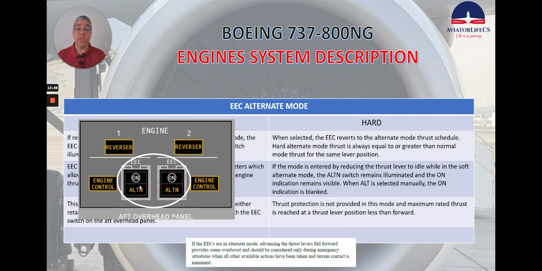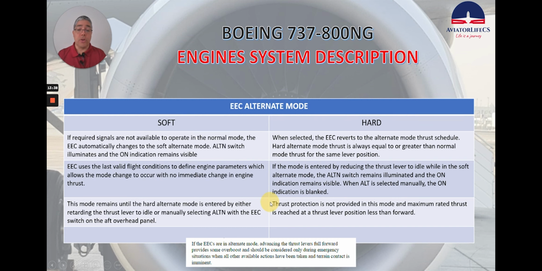Now, when alternate is selected manually, the on indication is blank. So we won't see this indication here. Thrust protection is not provided in this mode, and maximum rated thrust is reached at thrust lever position less than forward.